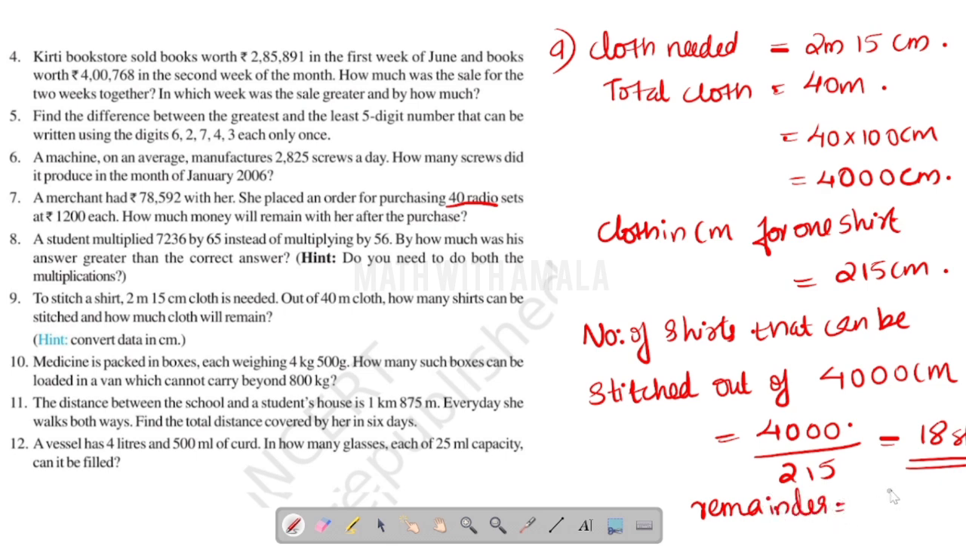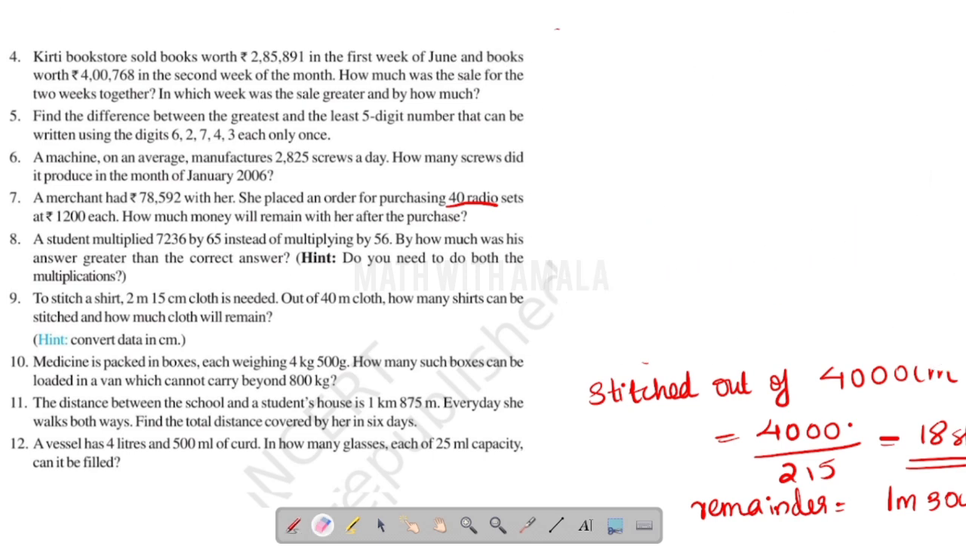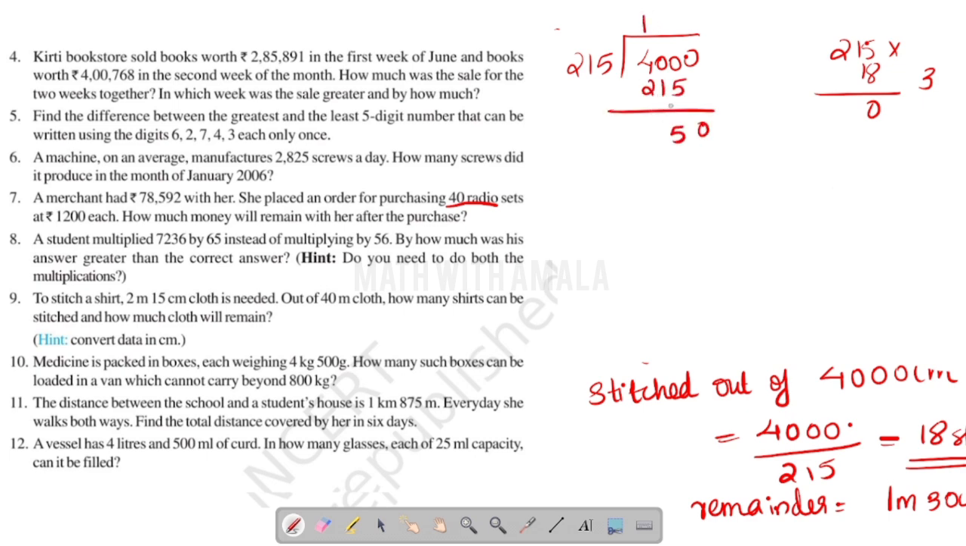Remainder is 1 meter 30 centimeter. So let's see how we have got this division, with quotient 18 and remainder 1 meter 30 centimeter. We have 4000. While we are dividing, can we take 215 in 4? Not possible. 215 in 40? Not possible.